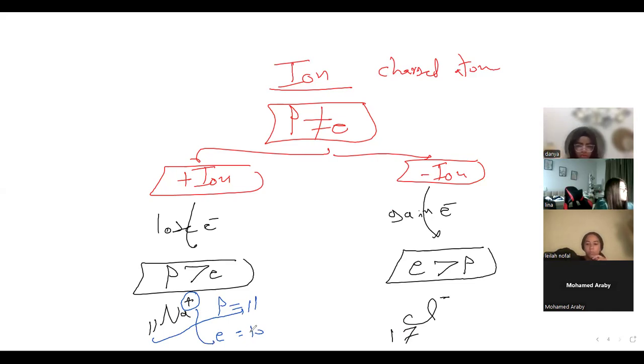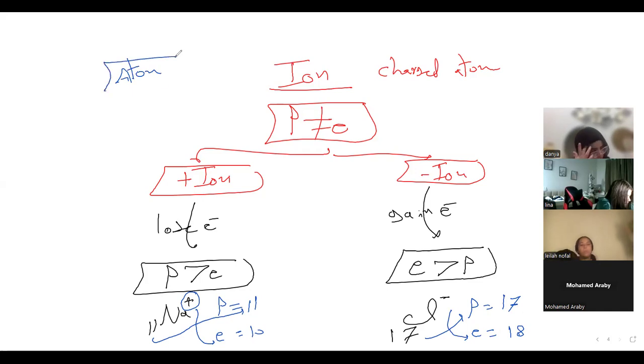Okay, thanks, Lena. In case of Cl negative, protons equal 17, and electrons, gaining 1, become 18. So in case of an atom, protons is equal to electrons.